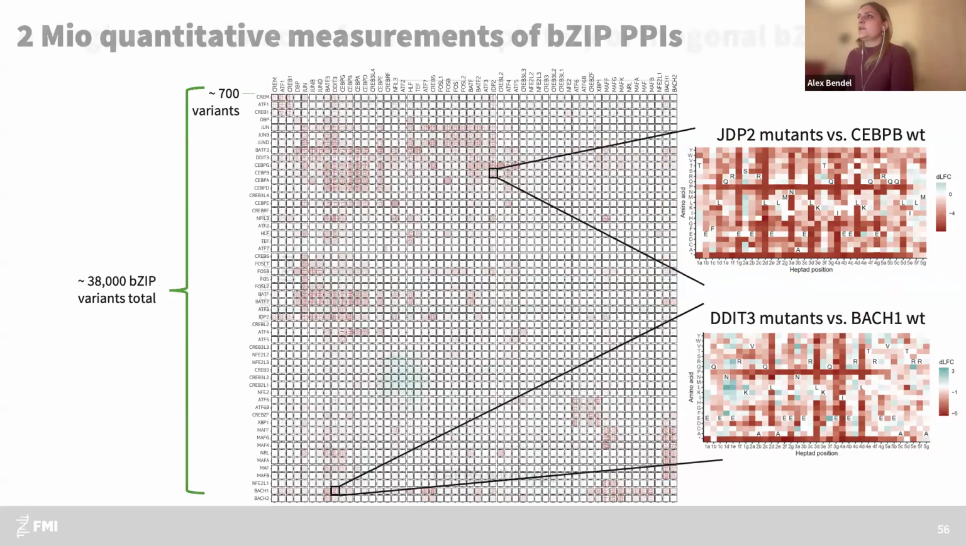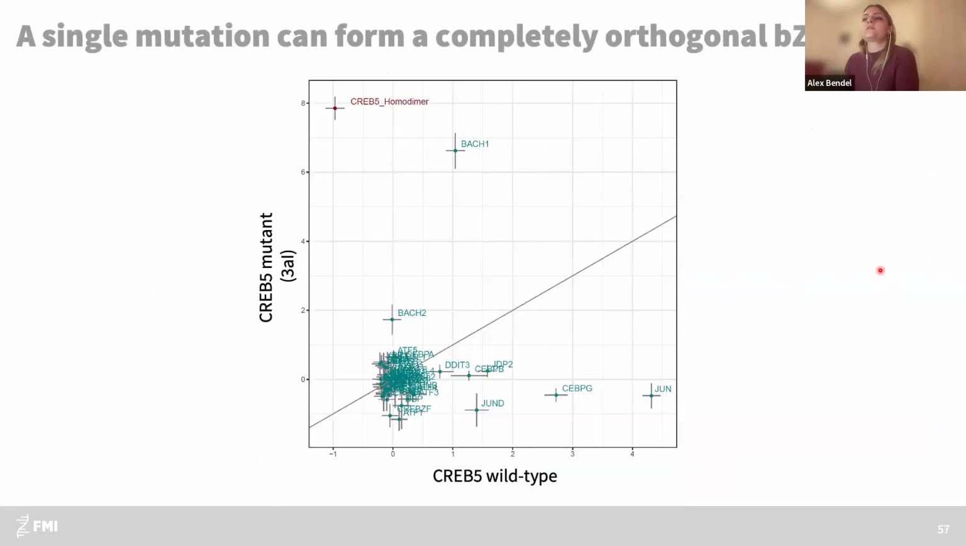But we also found some very interesting observations. For example, single mutations can form a completely orthogonal bZIP, as is the case for the CREB5 mutations. Here on the lower part of the graph, you see the interaction partners of wild-type CREB5. And if we mutate position 3A to an isoleucine, all these wild-type interactions are lost, and we gain these upper interactions with the BACH subfamily, and this mutated CREB5 can now also homodimerize.